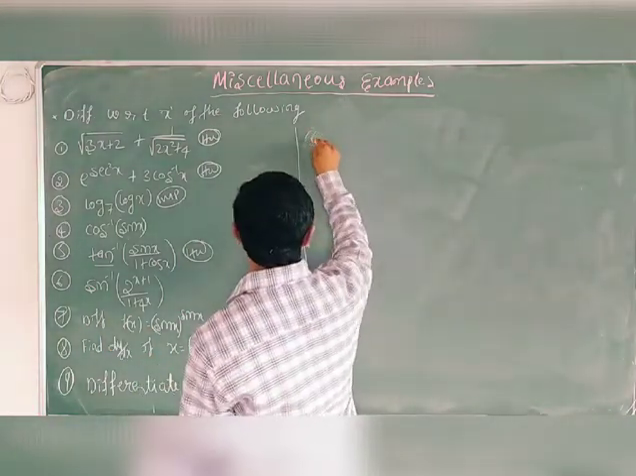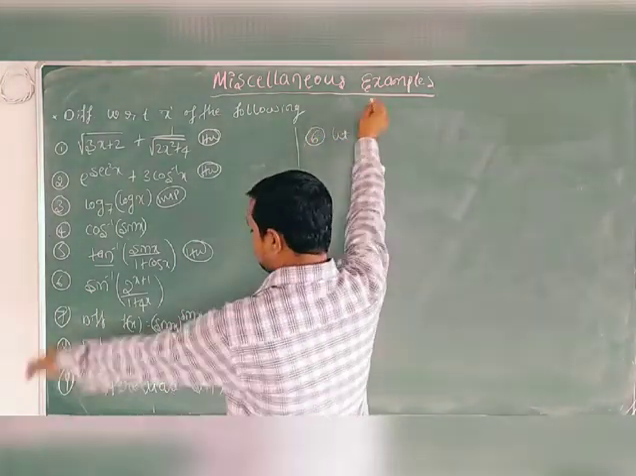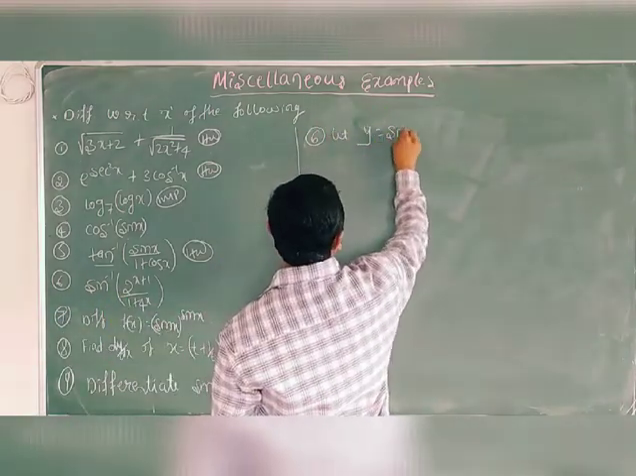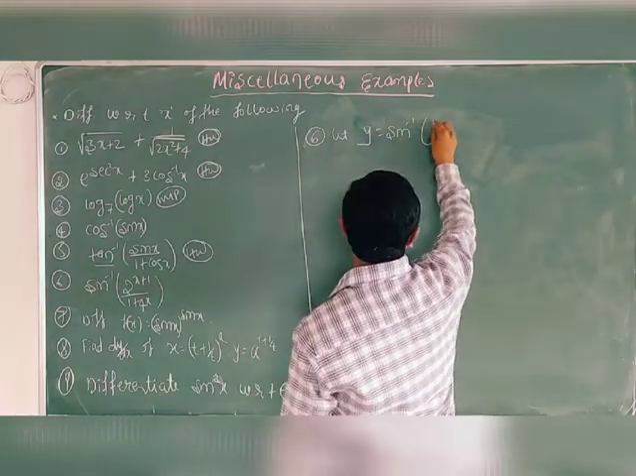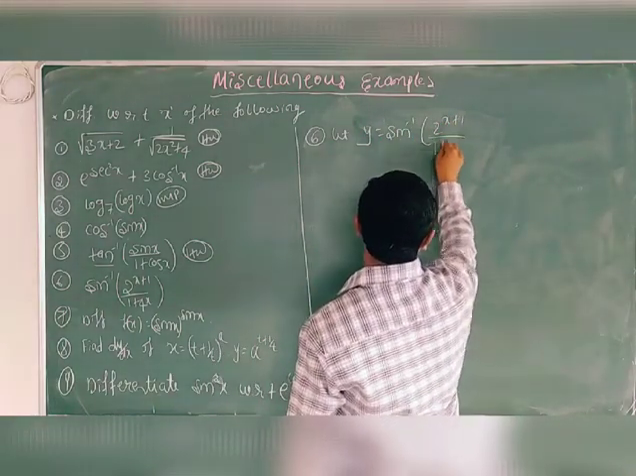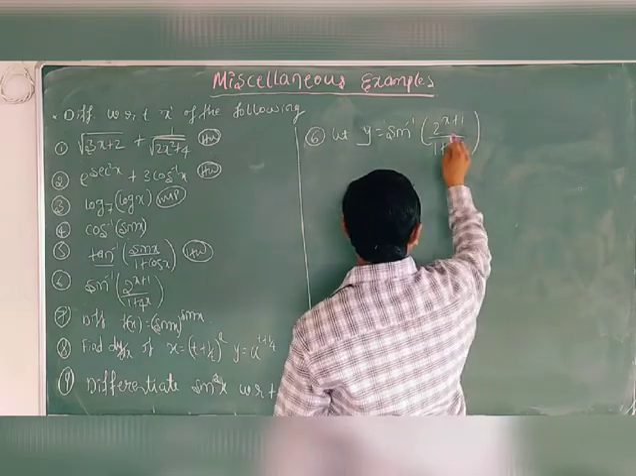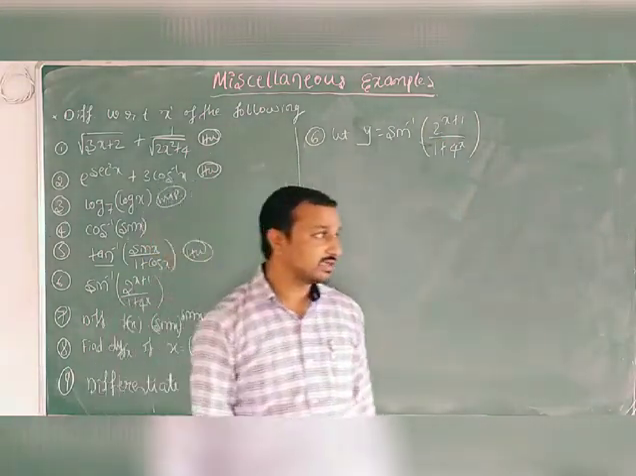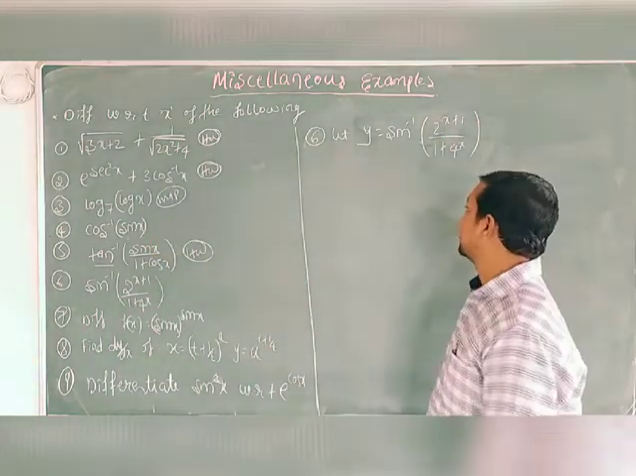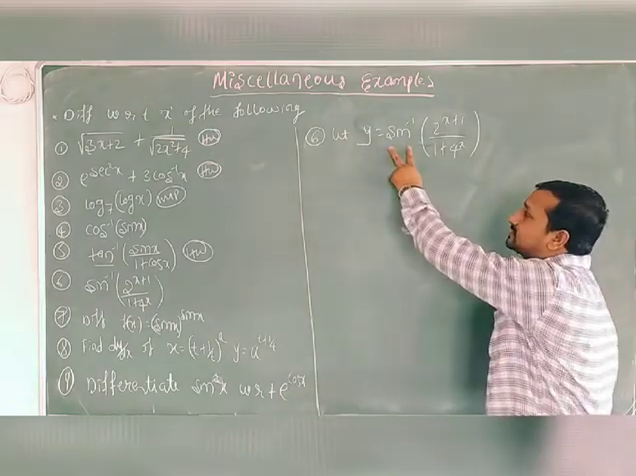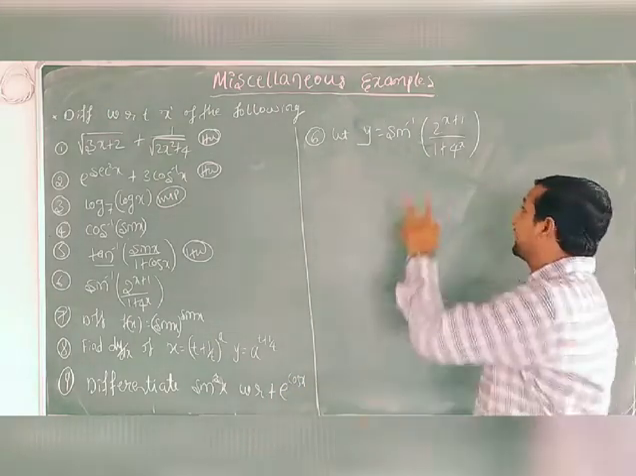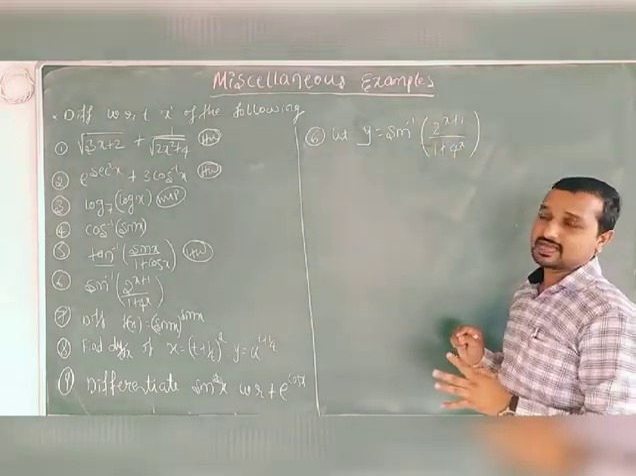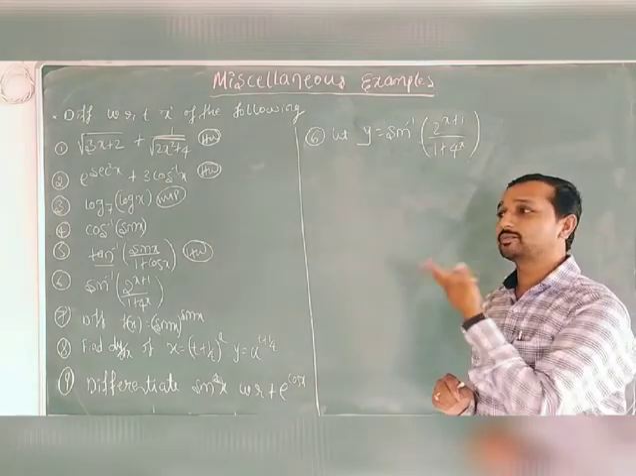What is the sixth example? Let us consider y is equal to sin inverse of 2 raised to x plus 1 divided by 1 plus 4 raised to x. Here we find the value of dy by dx. First of all, the sin inverse term is there, an inverse trigonometric function. In the bracket we get the sin function, then sin inverse sin gets cancelled. The remaining term is there, then we differentiate easily.